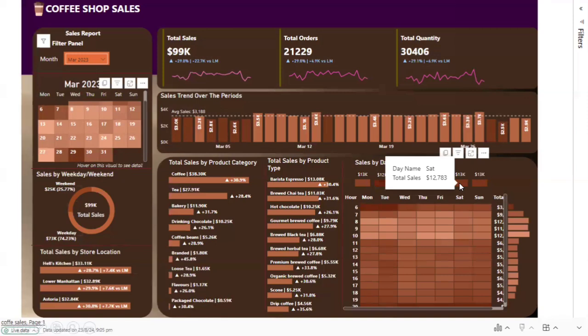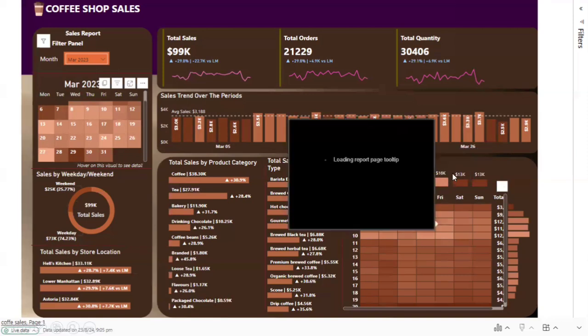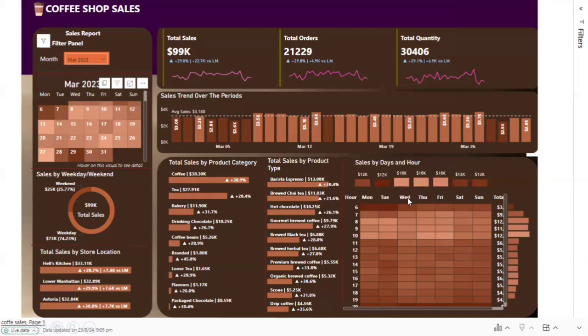by 12,783 dollars. And last Sunday it also went down. Like you can see here, Sunday the sales are low, Sunday and Saturday, but Wednesday, Thursday, Friday it is very high. So we can say weekend and weekday is not affecting the sales here. So if we check here, now go to April.